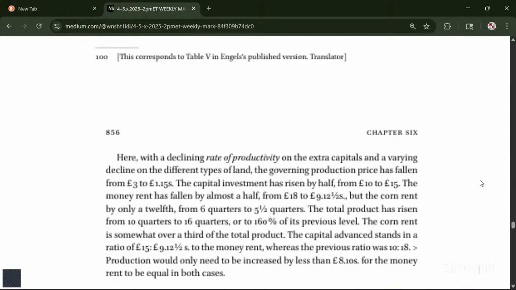The total product has risen from 10 quarters to 16 quarters, or to 160% of its previous level. The corn rent is somewhat over a third of the total product. The capital advance stands in a ratio of 15 pounds to 9 pounds 12 and a half shillings for the money rent, whereas the previous ratio was 10 to 18. Production would only need to be increased by less than the 8 pounds 10 shillings for the money rent to be equal in both cases.